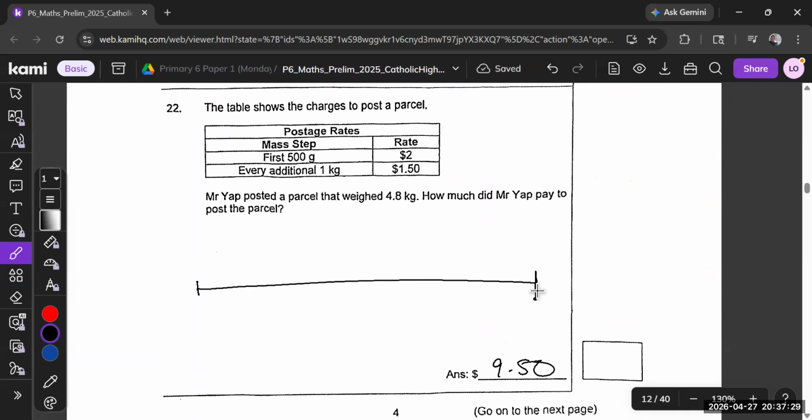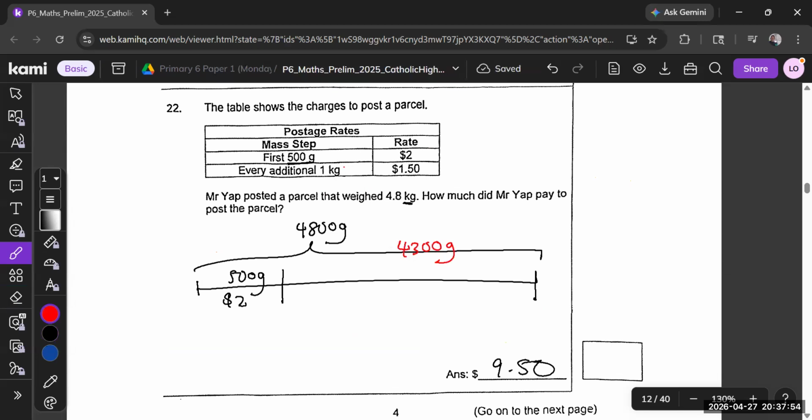Line method. Okay, so you have 4.8 kg, and you can see kg and the grams, right? So you may want to change the kg to grams. Then you cut the first 500 grams, and that will be $2. And then there's a remainder of 4,300 grams, which is how many groups of 1 kg? Okay, so you just cut 1 kg, 1,000, 2,000, 3,000, 4,000, and then there's a part thereof.